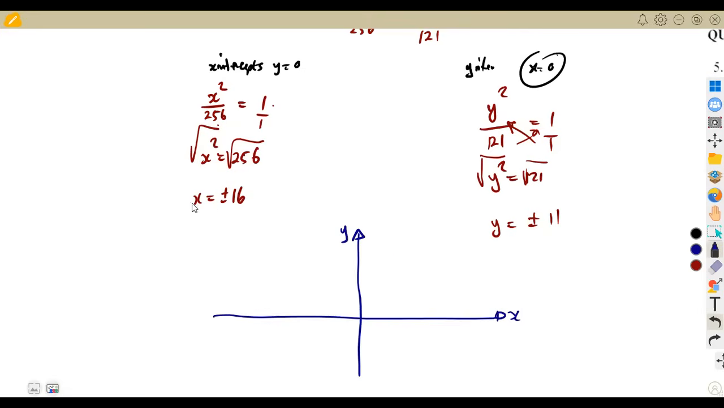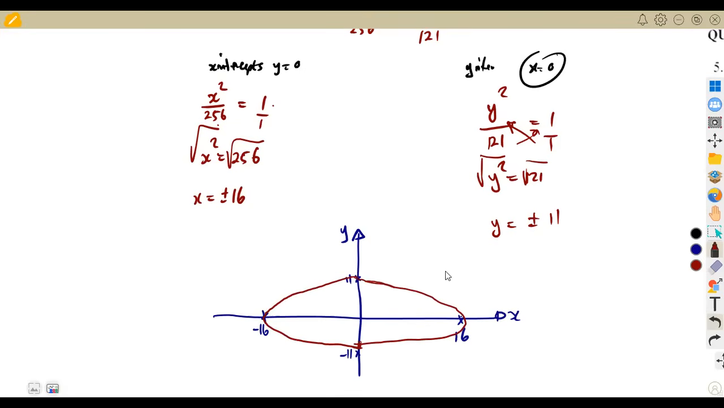So on your graph, you're going to draw a proper graph, but you must have your x values at negative 16 and at positive 16, all right, plus or minus. Then the y values at positive 11, let's just say here, and maybe somewhere here. So it's going to be an ellipse if you join. It's not going to be a circle. This one is not a circle, guys. It's an ellipse.